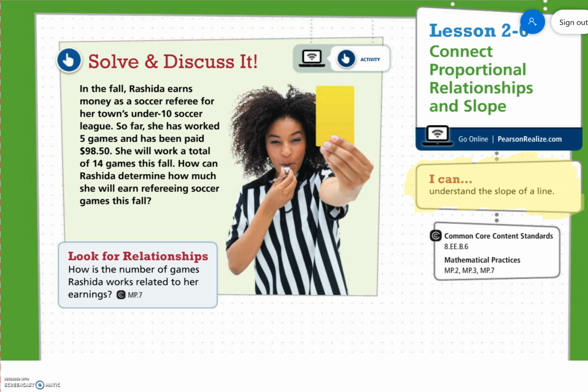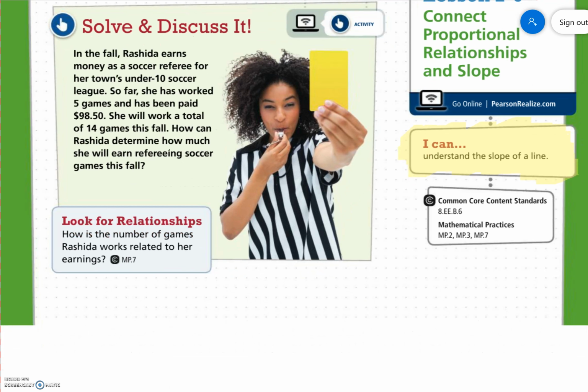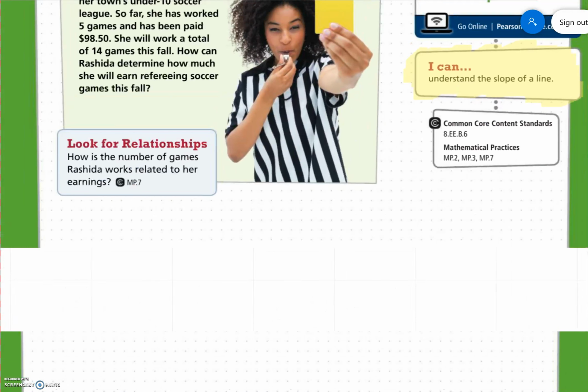In the fall, Rashida earns money as a soccer referee for her town's under-10 soccer league. So far, she has worked 5 games and has been paid $98.50. She will work a total of 14 games this fall. How can Rashida determine how much she will earn refereeing her soccer games this fall? I want you to pause the video, try it on your own, and we will look for some volunteers. Press play when you're ready.